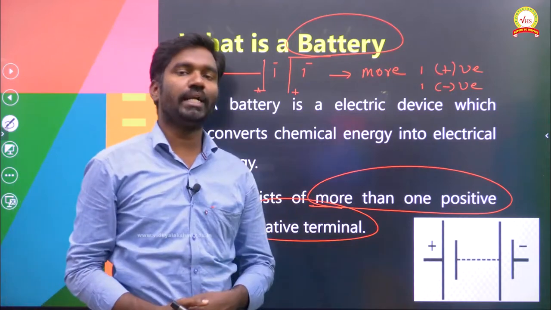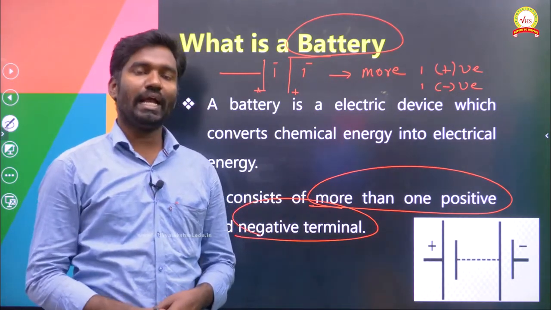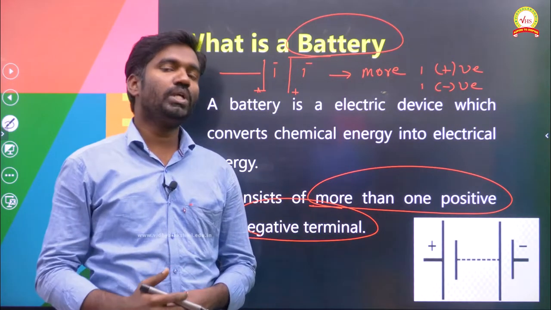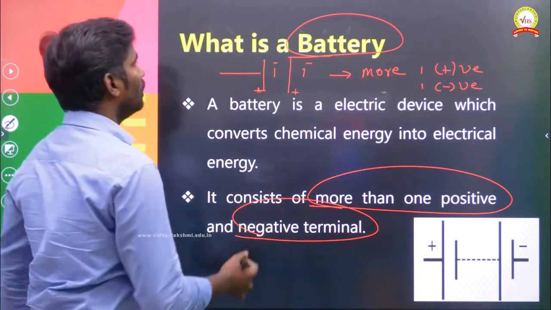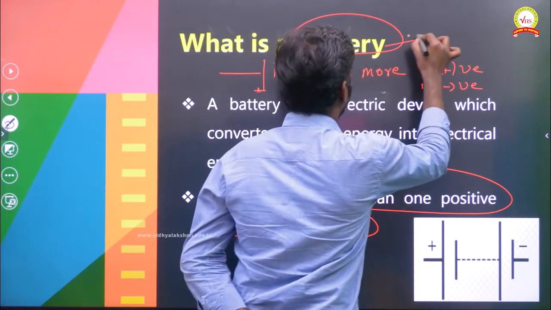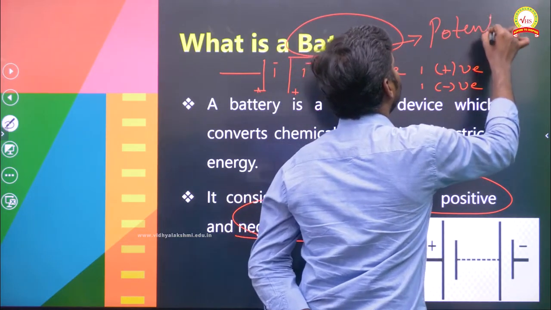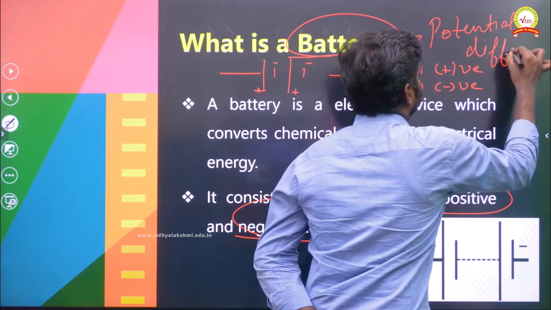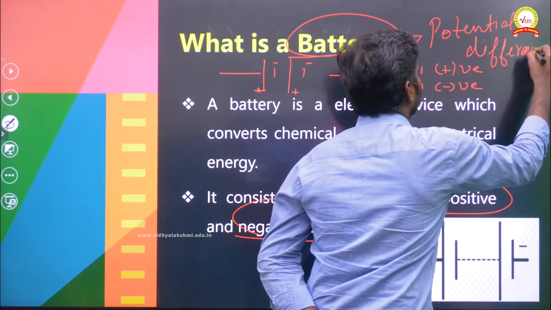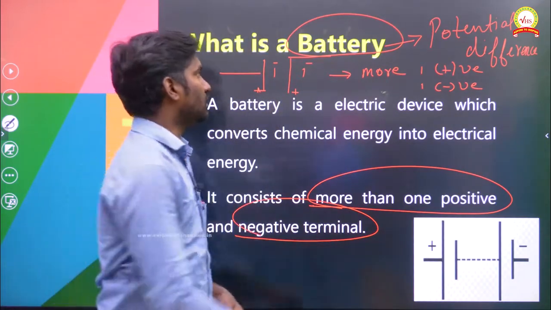So what is the function of the battery? It converts the chemical energy into electrical energy, and it has more than one positive terminal and negative terminal. This device I am using over here is going to maintain the potential difference in a circuit. So the battery, or else we call it a cell, both are used to maintain the potential difference in a circuit.